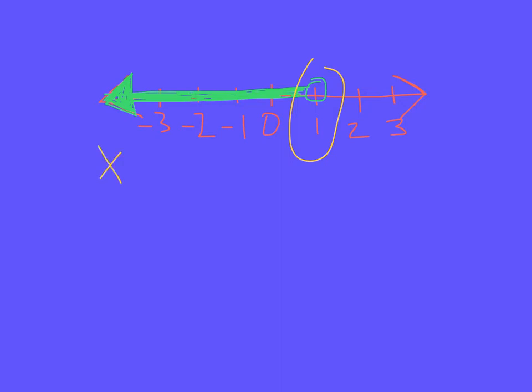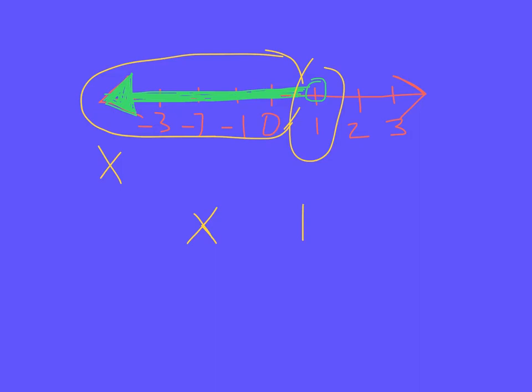So we have to read what this says. This part is all what x could equal. Could it equal 1? No, because it's not a colored circle. So we can say x, and we have 1. Is it less than? Is it greater than? Is it less than or equal to? Or is it greater than or equal to?